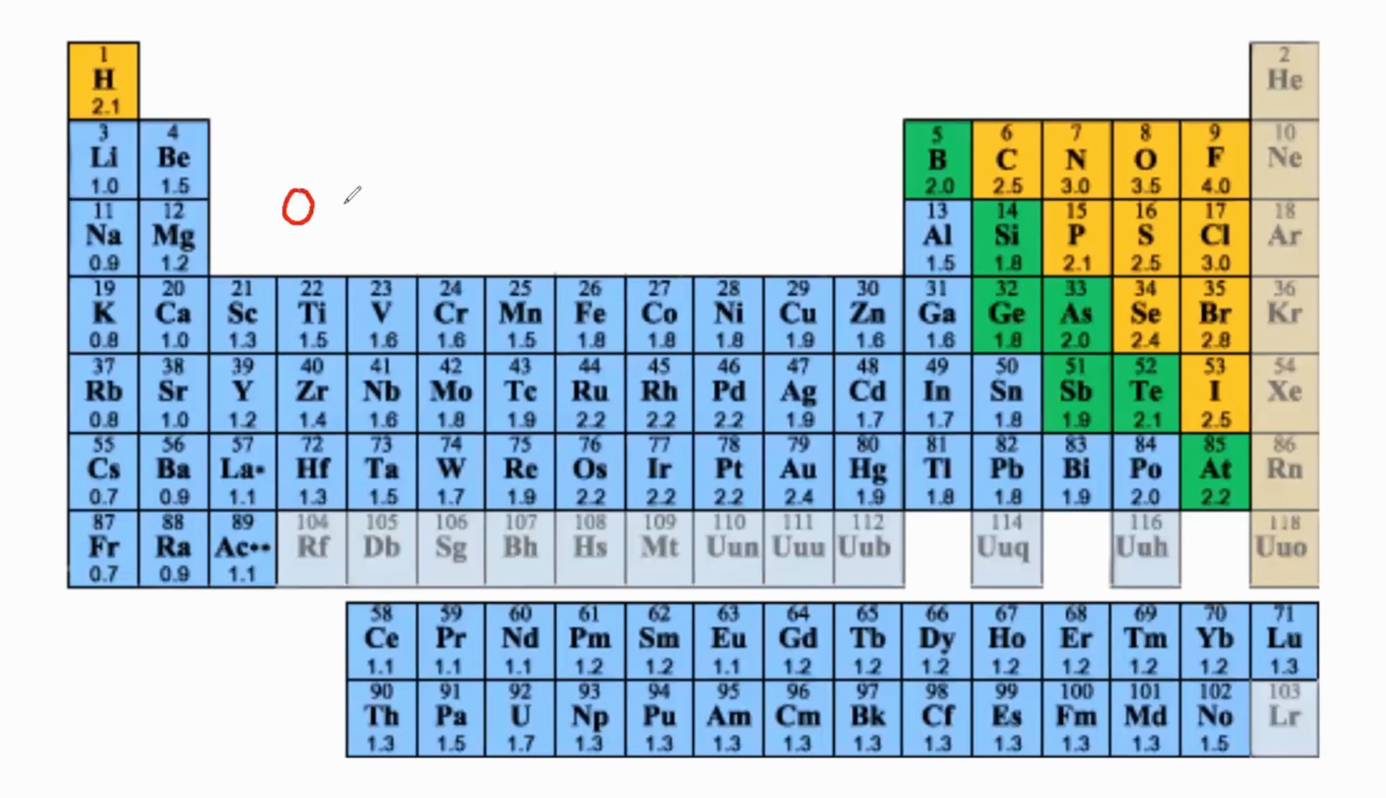Let's try some examples. First, let's look at a bond between oxygen and hydrogen. This is a covalent bond in which an electron pair is being shared. Looking over here at the values, we can see that oxygen has an electronegativity value of 3.5 and hydrogen has an electronegativity value of 2.1. If we find the difference of electronegativity between oxygen and hydrogen, we are going to get 1.4.